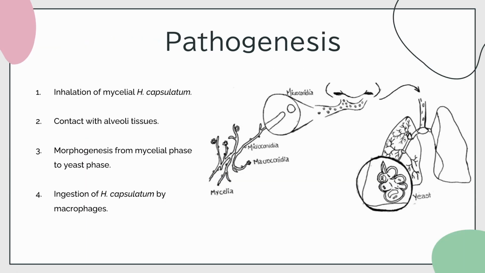H. capsulatum first enters the body through inhalation of the fungal propagules in the mycelial stage. These will enter the lungs, making contact with the alveolar tissue. Once this is achieved, the propagules will undergo a morphological change into their yeast form, triggered by the optimal temperature within the body of around 37 Celsius. Here, the immune system will try to defend against the initial infection with macrophages, dendritic cells, neutrophils, and NK cells. However, H. capsulatum can exploit this response by being phagocytosed and using the intracellular environment of the macrophage to avoid the immune system and propagate to other parts of the body.